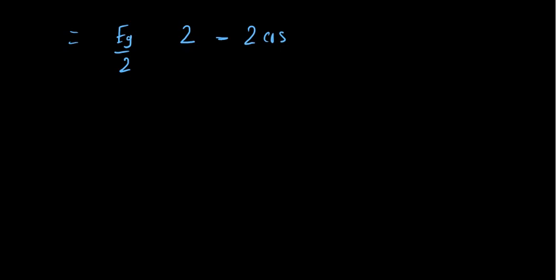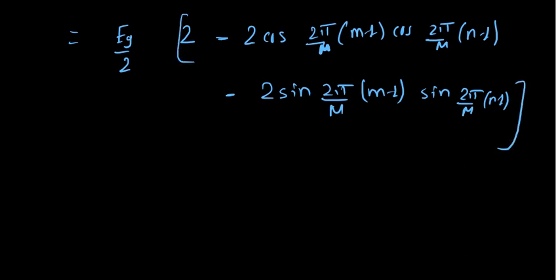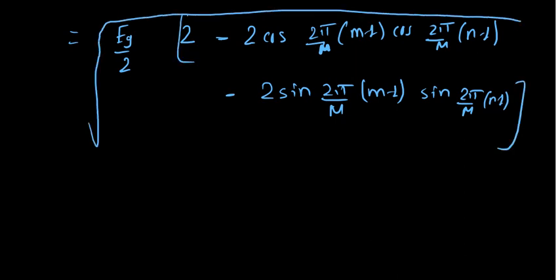that is 2 cos 2 pi by m into m minus 1 into cos 2 pi by m into n minus 1. And similarly for the second term, the middle term will be in terms of sine, so I'm just writing sine, and everything is under root, right?